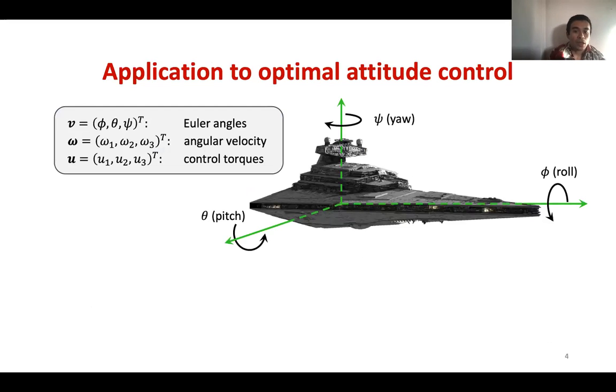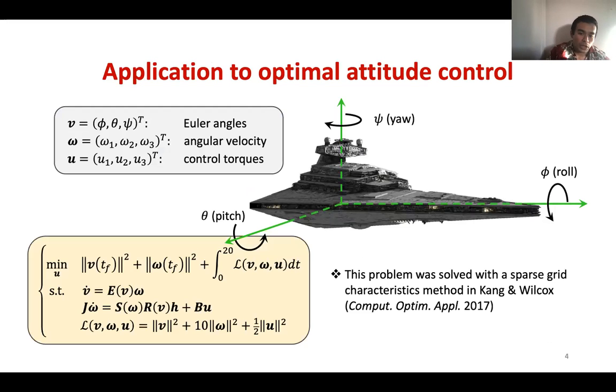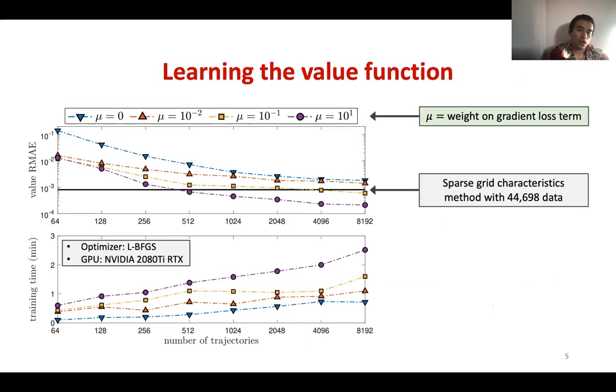Here we have a 6-dimensional model of a rigid body satellite. These are nonlinear equations. And we try to stabilize this by minimizing a quadratic cost function. So we'll pick parameters to match up with previous results using a sparse grid characteristics method, where instead of a neural network, they use interpolation on a sparse grid. So here are the results.